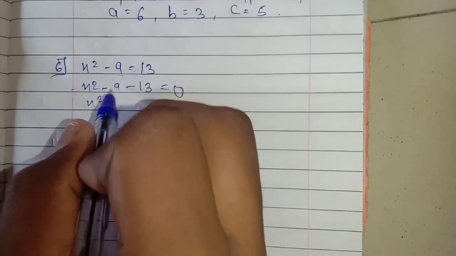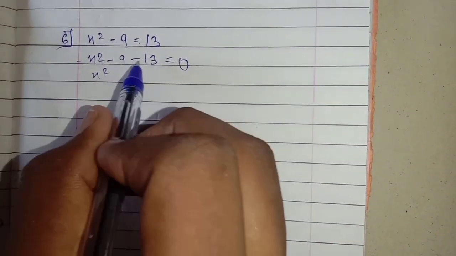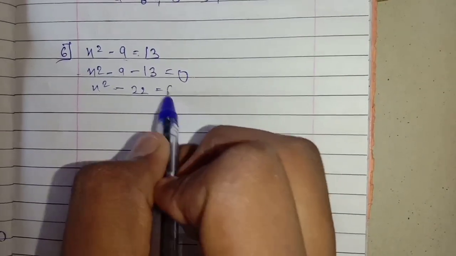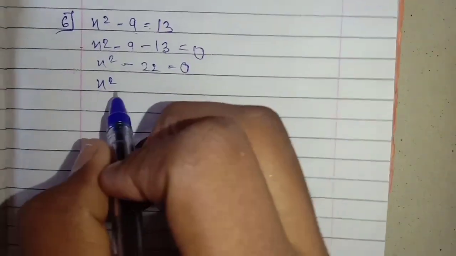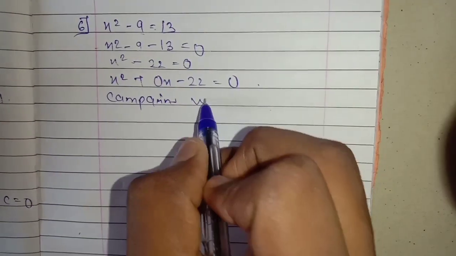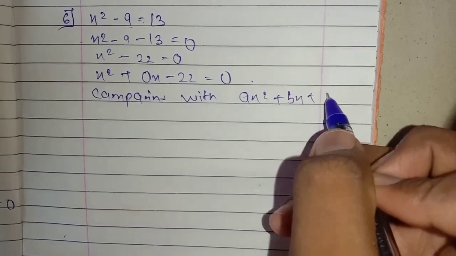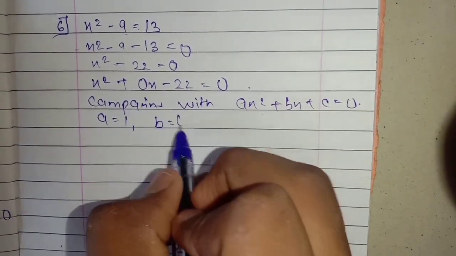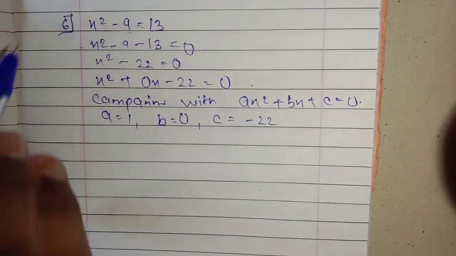So x square, minus plus. 9 plus 13 will become 22. The bigger number is 13 which has the minus sign, so it will become minus 22 is equal to 0. So x square plus 0x minus 22 is equal to 0, compared with ax square plus bx plus c is equal to 0. The a value is 1, the b value is 0, and the c value is minus 22. So like this we solved question number 6 also.